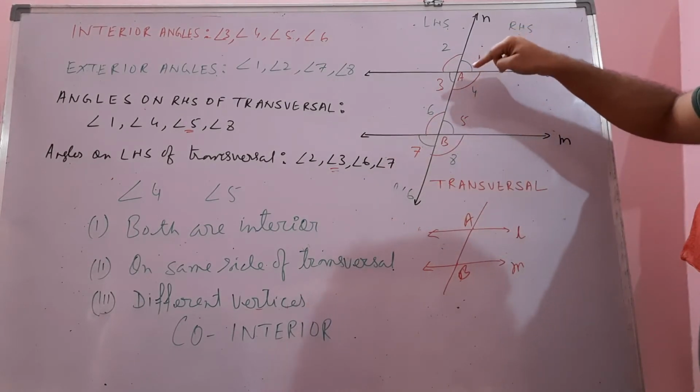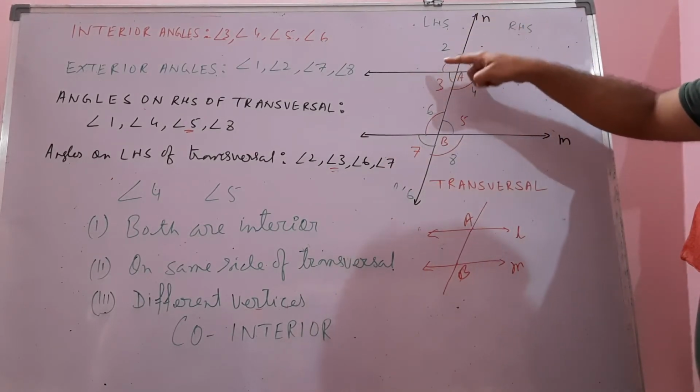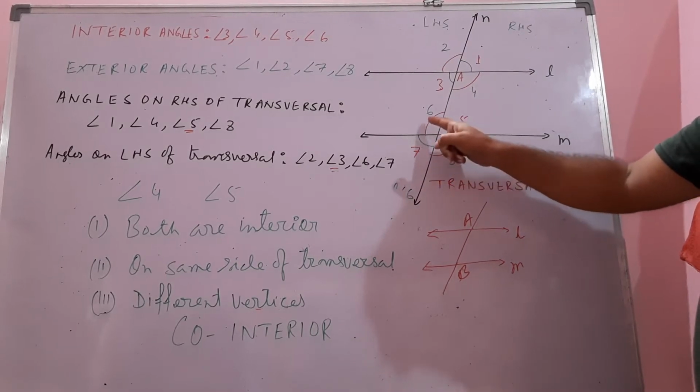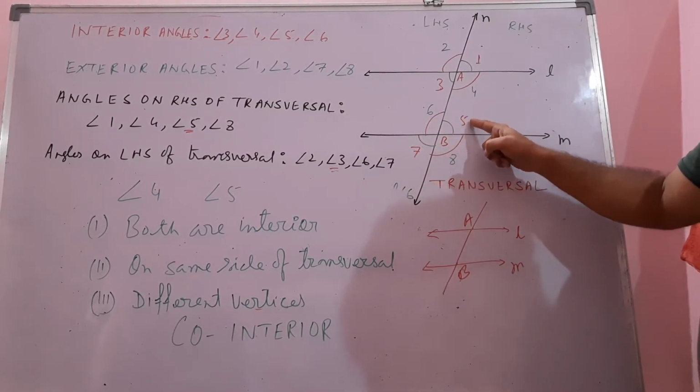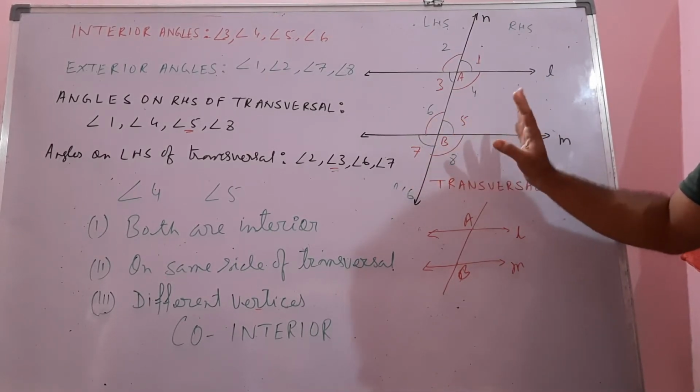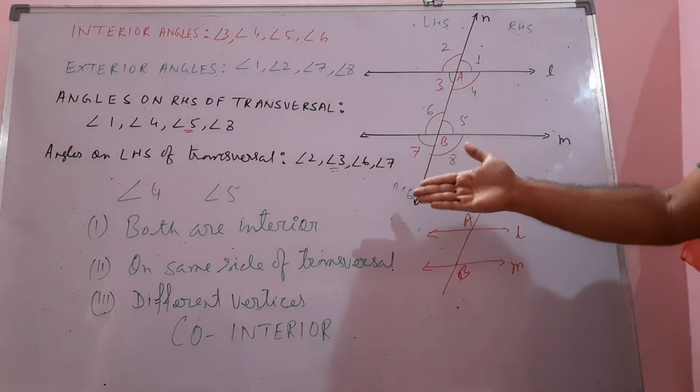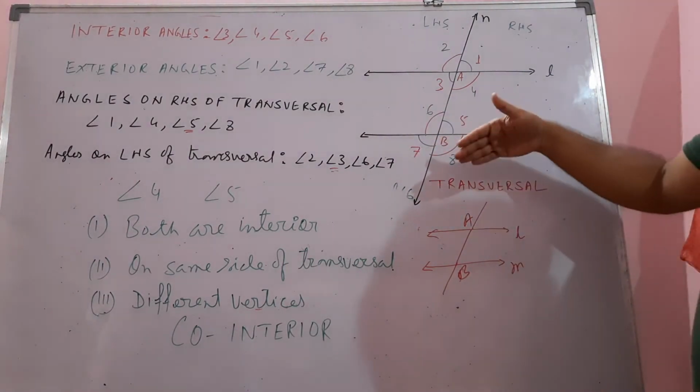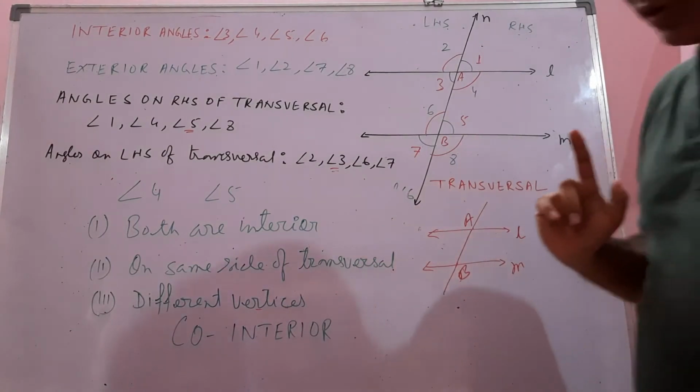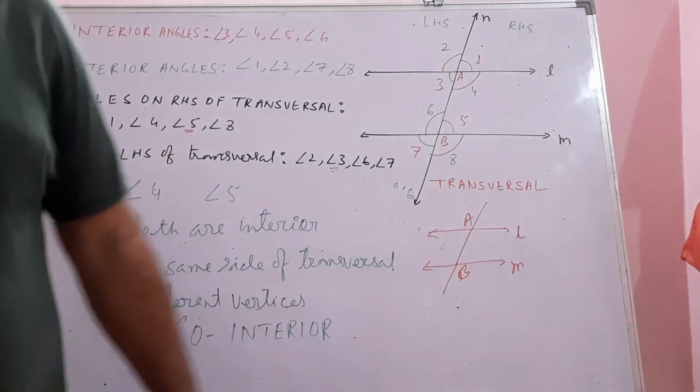1 and 4 linear pair. 3 and 4 linear pair. 2 and 3 linear pair. Similarly here, 6 and 5 linear pair. 5 and 8 linear pair. These are already there. And 3 more types of angles we have got. Okay, now here is this one.